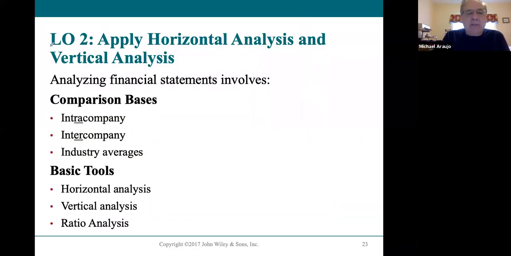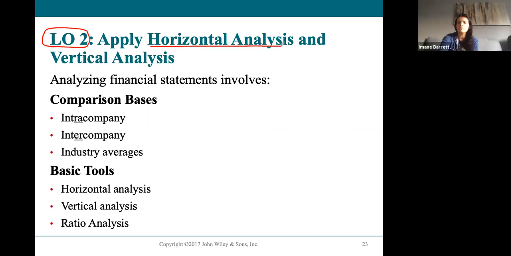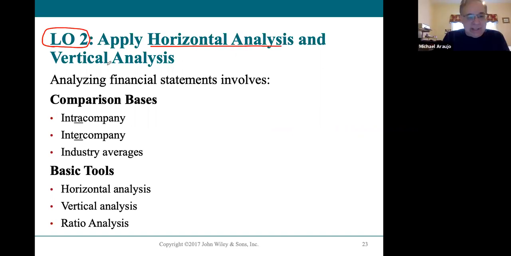So learning objective 2 in chapter 13 is going to introduce you to two types of analyses. The first is called horizontal analysis. The second is called vertical analysis. And again, you do not have to be standing up or lying down to do any of these. But basically what we're analyzing are the financial statements.